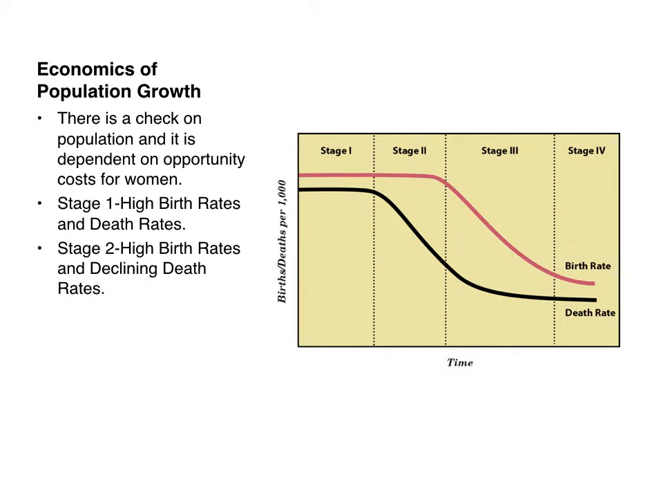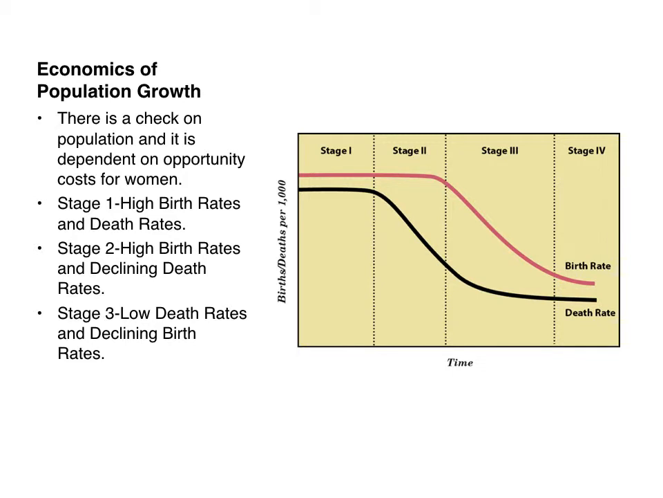Stage 2, we still have high birth rates, but we're beginning to have declining death rates. So there are improvements in public health services, better nutrition, safer living conditions that will increase life expectancy and decrease death rates. But these changes are not immediately accompanied by a change in birth rates.